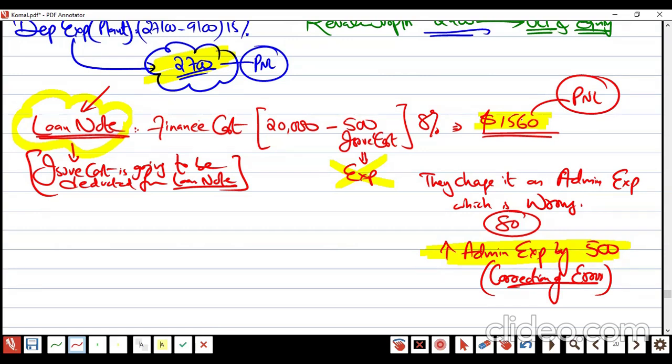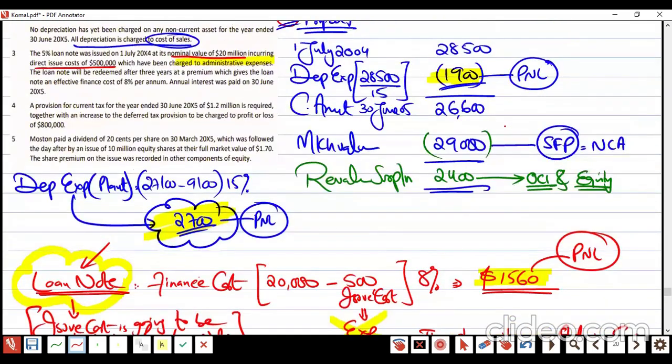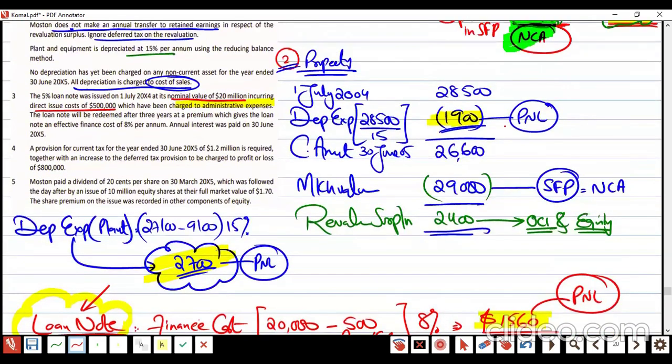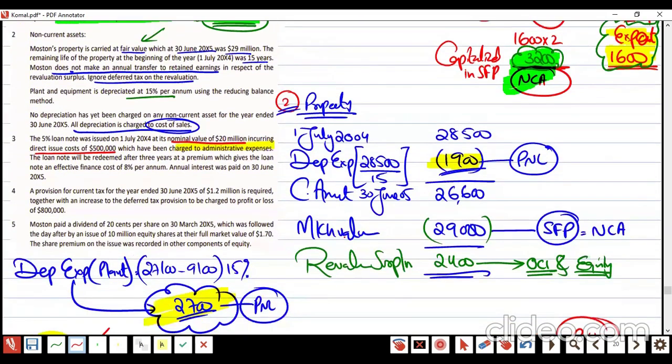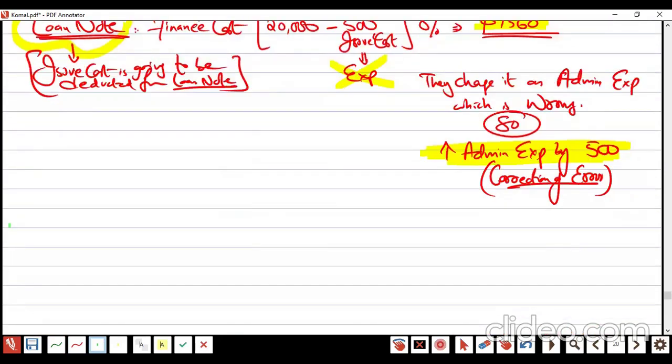Okay, next note. A provision for the current year tax is required. An increase in the deferred tax. Okay, fine. In this question, they mention already that there is no deferred tax consequence because of revaluation. We are aware that revaluation affects the deferred tax, but they already mentioned here, ignore the deferred tax on the revaluation, so we will ignore.